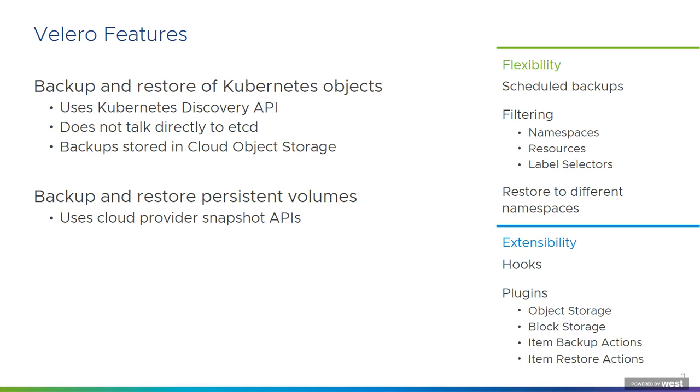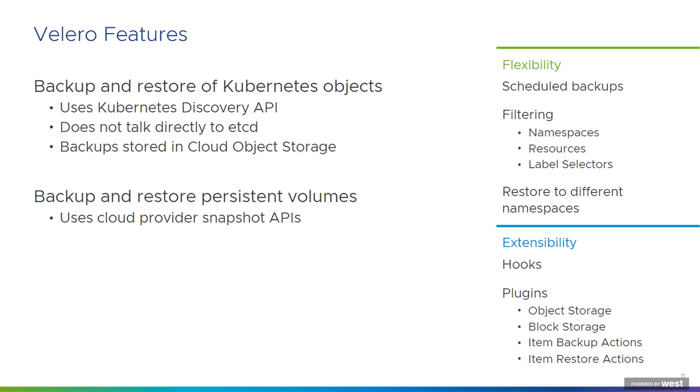So a great example of this is that Velero enables you to restore Kubernetes resources into different namespaces than where they were backed up from. So this is a really great way to possibly create a copy of a namespace or to migrate a workload from one namespace to another. And again, this is something that wouldn't really be possible if you're doing full etcd backups and restores.